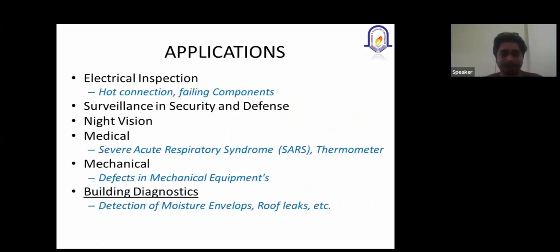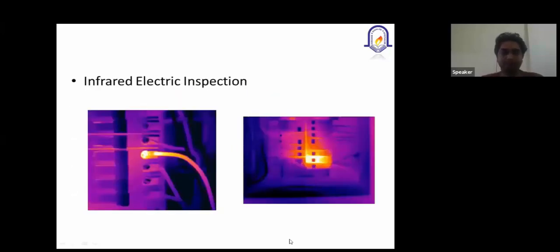Next is the mechanical. It is also used to find defects in mechanical equipment as well. But last is the building diagnostic. It is used to detect the moisture envelope, roof leaks, which is going to be learned in detail. These things we are going to learn in detail. Okay.